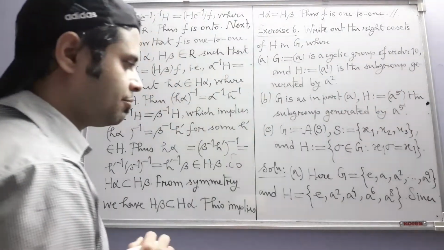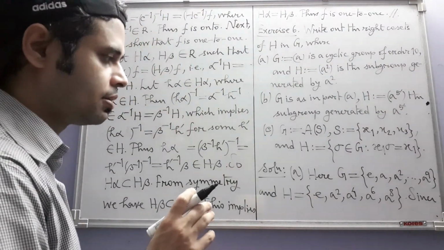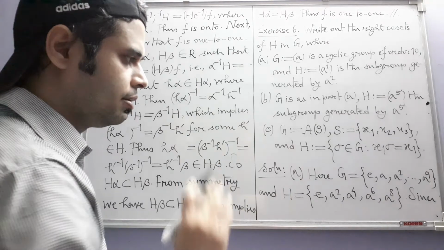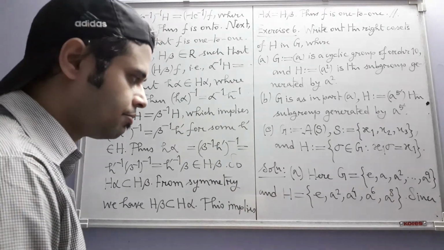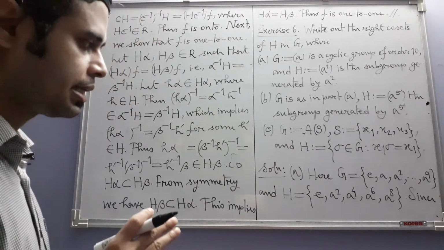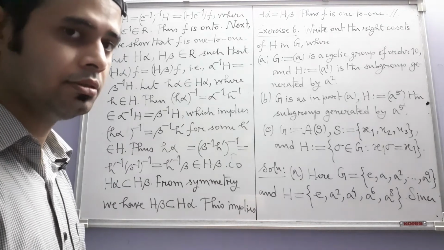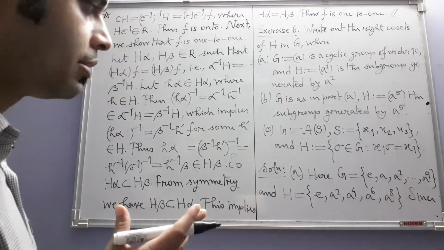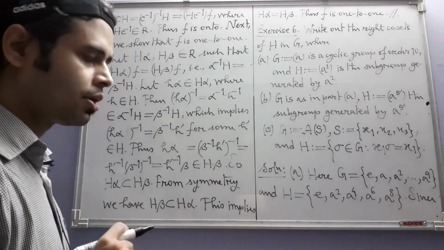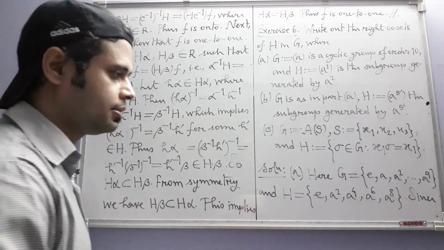So now we have to actually find out the right cosets of H in G. But before that, it will be helpful to find out exactly how many right cosets there will be of H in G, which we already know from our formula for the index of H in G.